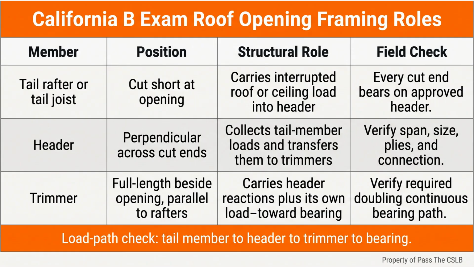The 6-foot rule is about the connection, not just the number of plies. A double member with an unapproved connection is still an incomplete detail. The last threshold in this group is 12 feet.